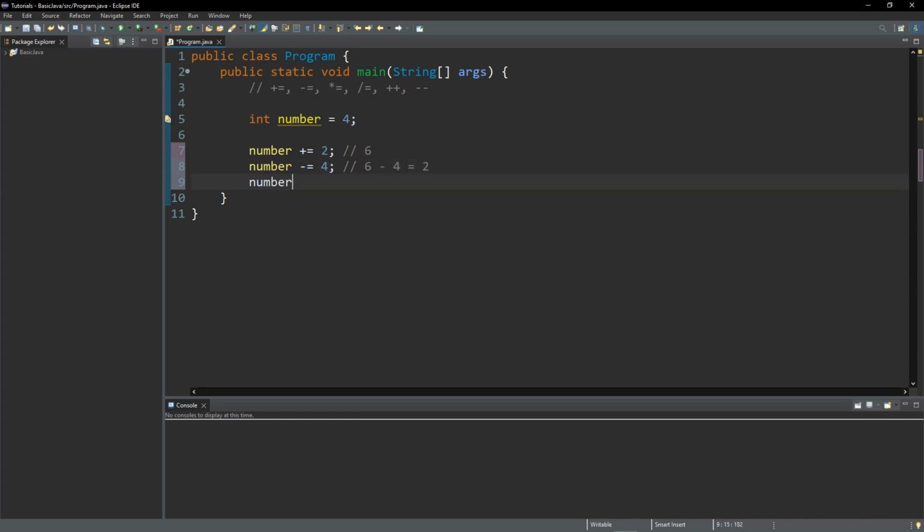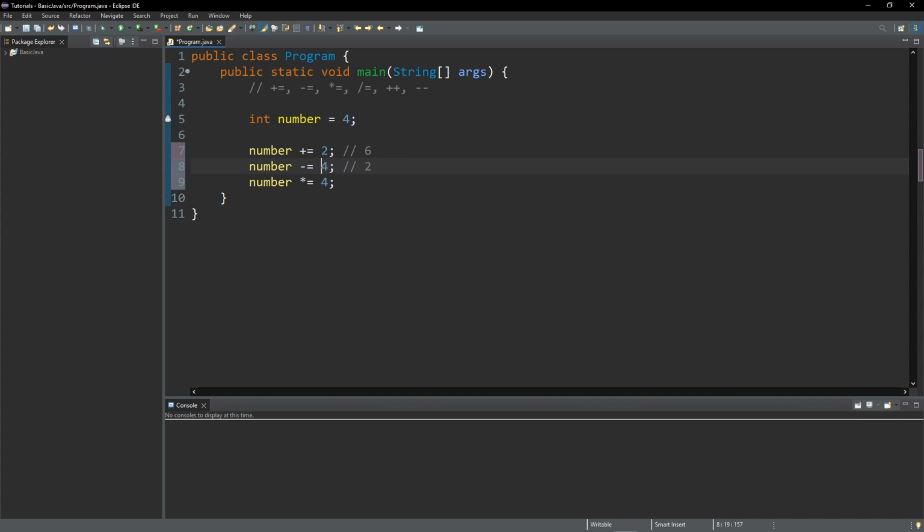You can do number times equals 4. So now we take 2, which is its new number, because that's what we reinitialized it to. This is a form of reinitialization. It's just making it less wordy, okay? This is equivalent to saying number minus 4, and this is equivalent to saying number times 2. They're just simpler.